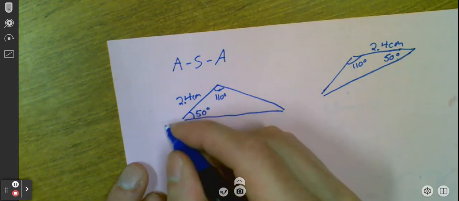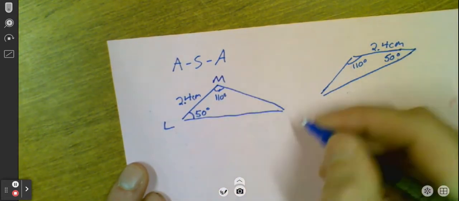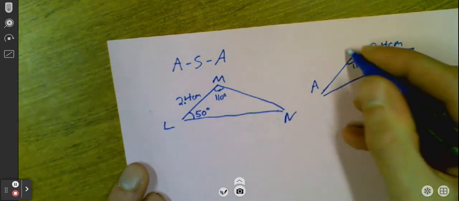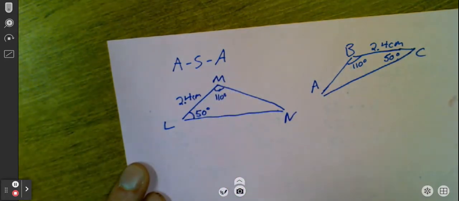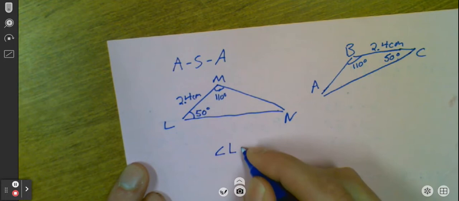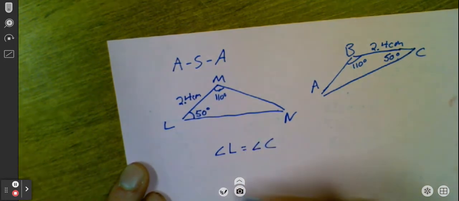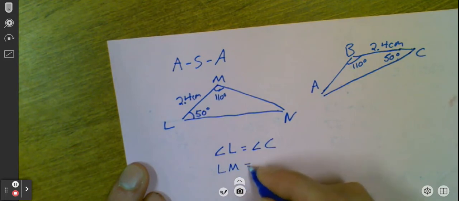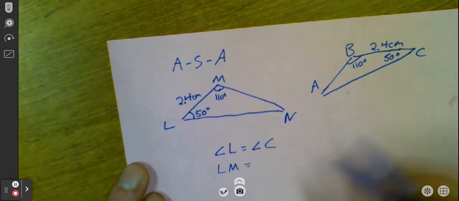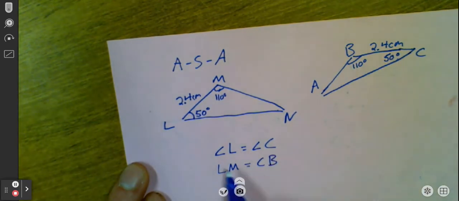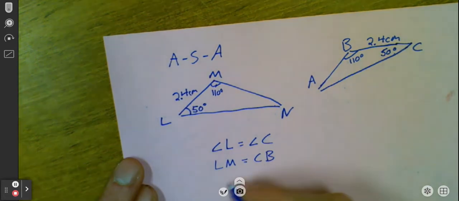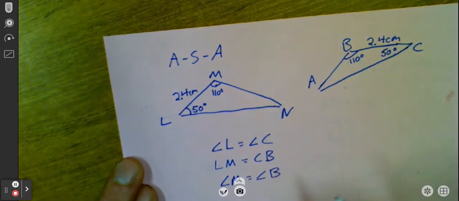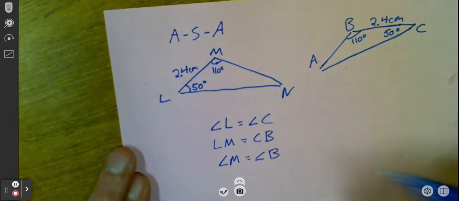So how can I prove that? Let's just name this one. Let's say LMN. Call this one ABC. So I want to show that angle, side, angle in that order are equal to each other in the corresponding triangles. So angle L is the same as angle C. And then that side length L to M must correspond. So L to M is between the 50 and the 110, so that corresponds to CB. We write the side lengths using the two points on the ends of the line segment. And then angle M, which is 110, is equivalent to angle B.